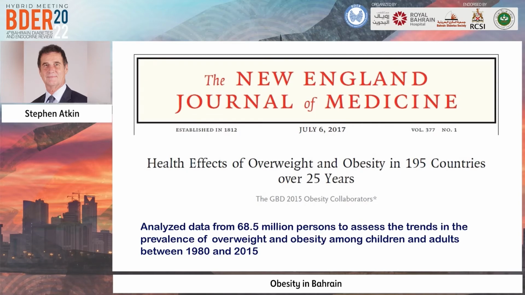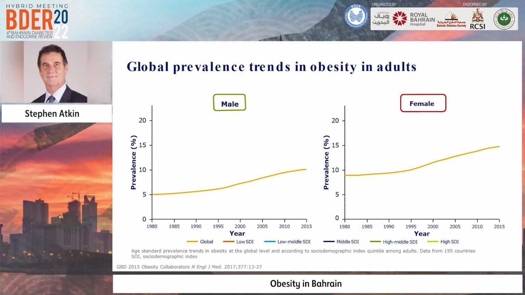Turning now to a study that was published in the New England Journal of Medicine, looking at the health effects of overweight and obesity in 195 countries over 25 years, that analysed data from 68.5 million persons for the trends and prevalence of overweight and obesity among children and adults between 1980 and 2015. You can see that the global prevalence of obesity was increasing both in males and in females over the time period, which is in accord with the previous study that we discussed.